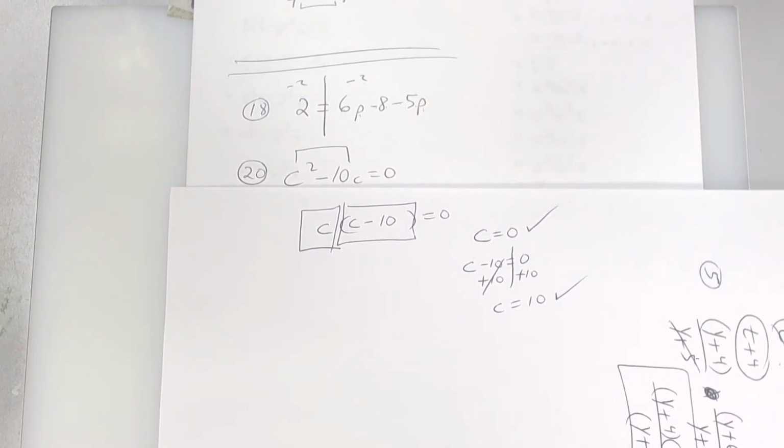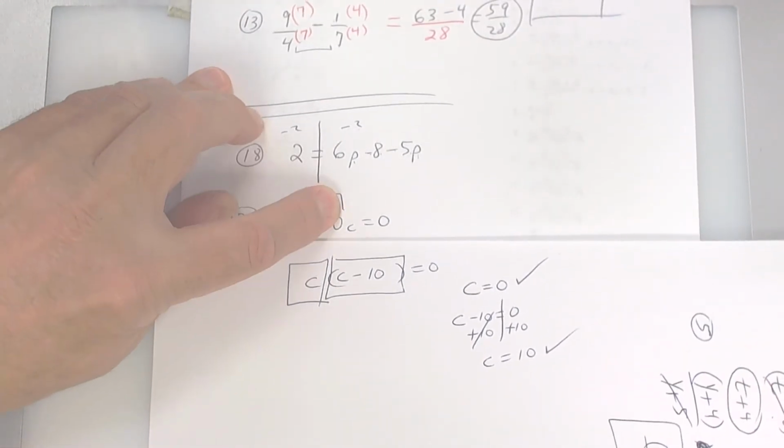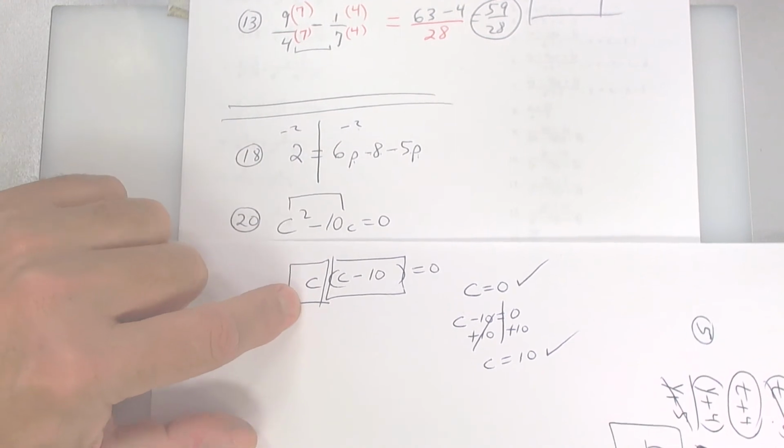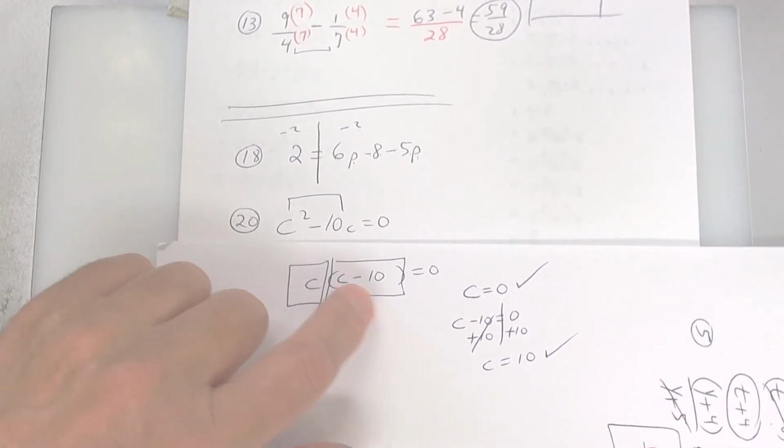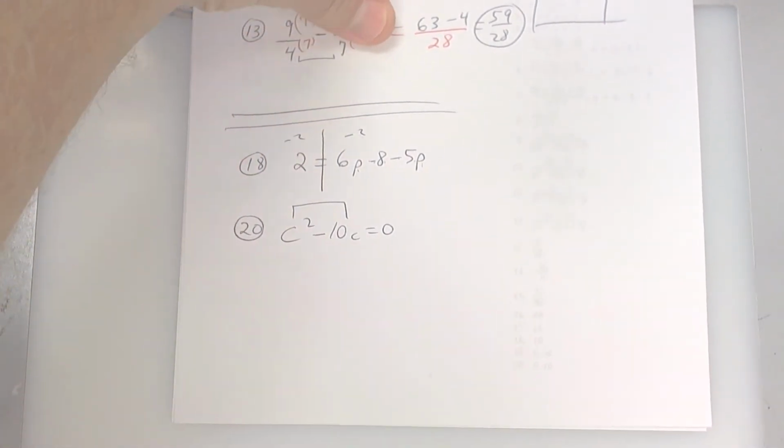All right, any questions on what we did? If it's an equal sign, you have to get it equal to 0 and then factor it and then set each factor equal to 0. And today, you have your practice test, so we're going to go ahead and work these.